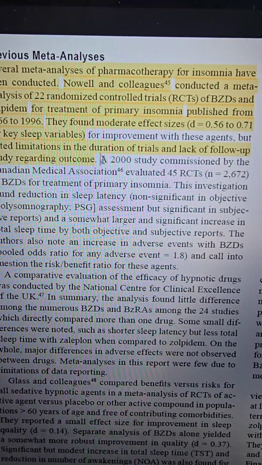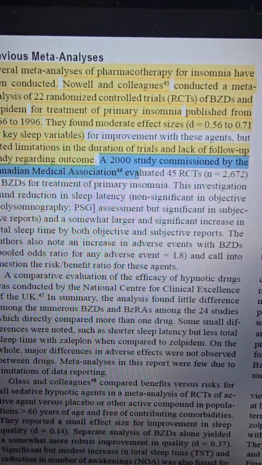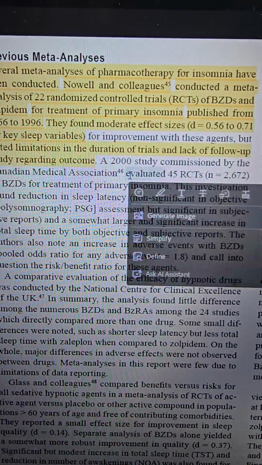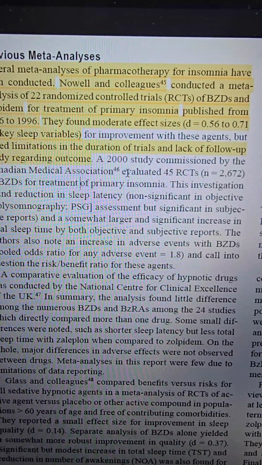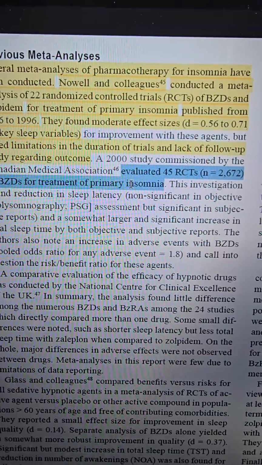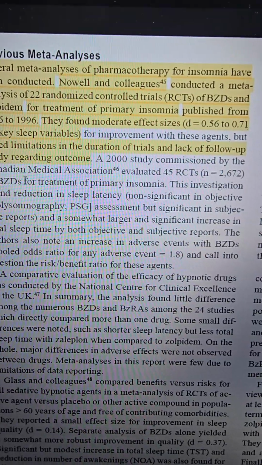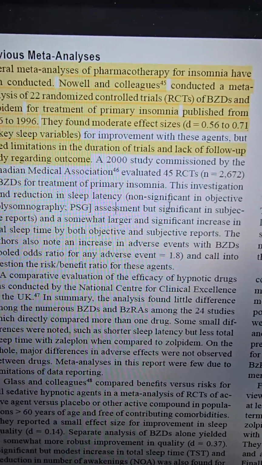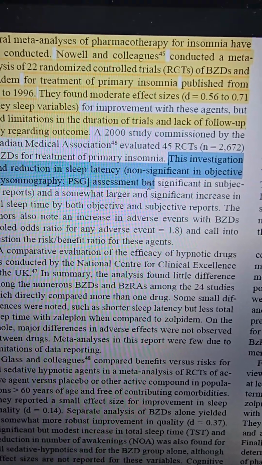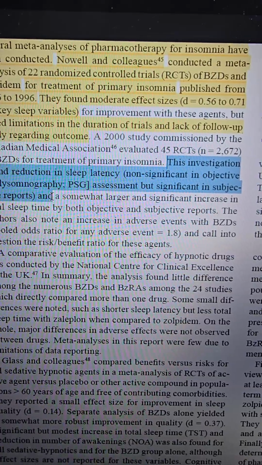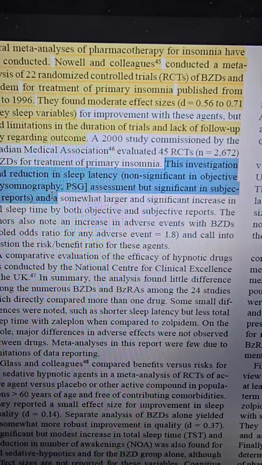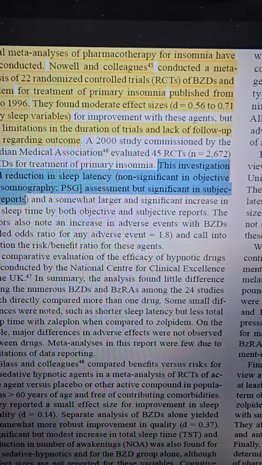If you notice, this other one is a 2000 study commissioned by the Canadian American Medical Association. They did the study and evaluated 45 randomized controlled trials. They put the sample size there, right? And then why they did it, for treatment of primary insomnia, and then what they found. This investigation found XYZ, or this investigation found reduction in sleep latency, not significant in objective polysomnography assessment, but significant in subjective reports, right?